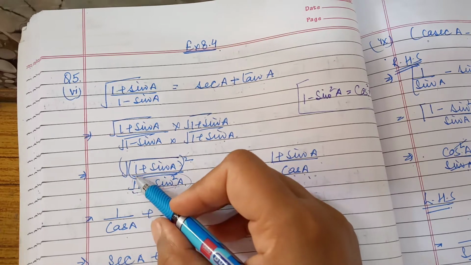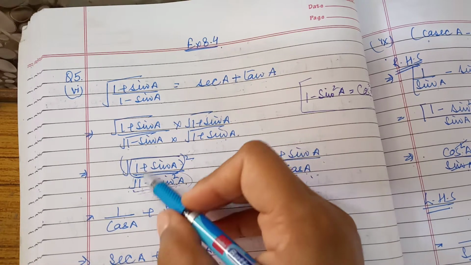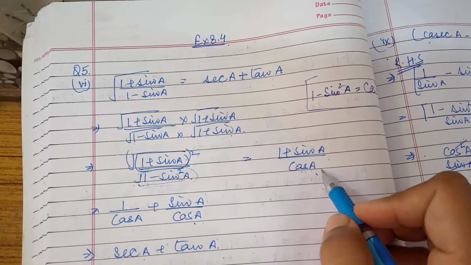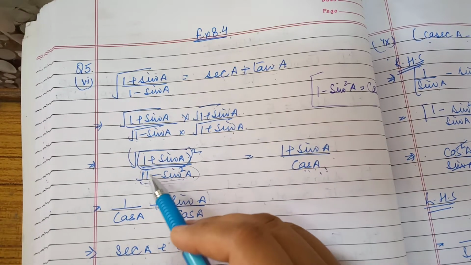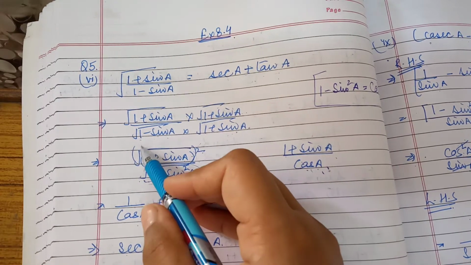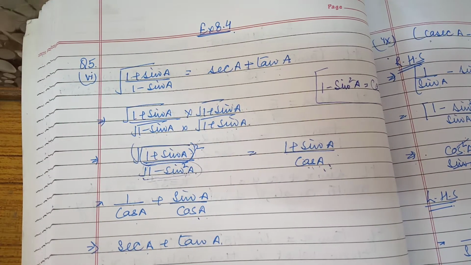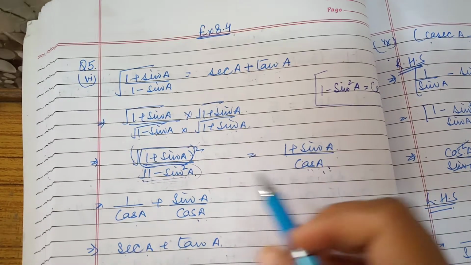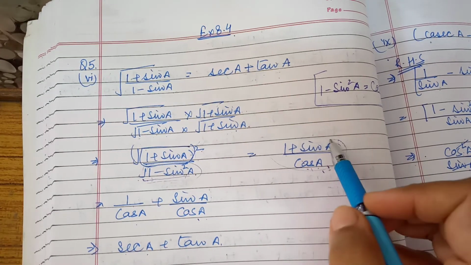Now if we see that there is an under root and the square, so both of them will be cancelled out. And what is left with us? Yes, this is cos A. In the similar way, 1 plus sin A whole square, so under root and whole square will be cancelled out. And what is left here? 1 plus sin A. So in this way we get this one result.